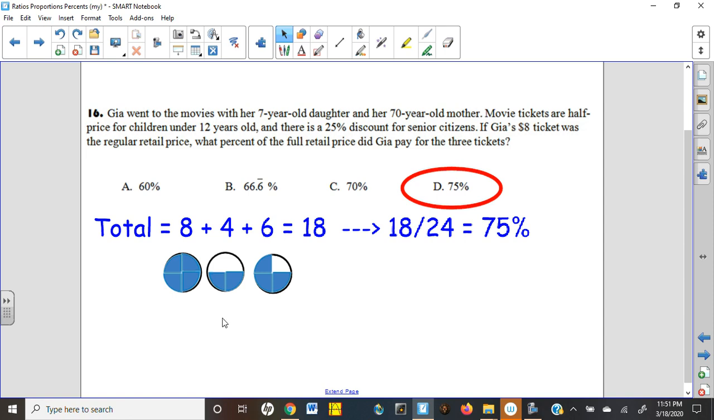There's another way of thinking about it. 8 cuts so nicely into fourths, right? 2 plus 2 plus 2 plus 2. So Gia paid all 4 of those parts. Her daughter only paid 2, and her mother paid 3. But check this out. What if I moved one of her parts over to her daughter? Now each one of them would be kind of like paying 3 out of 4 parts. Oh wait, 3/4, 75%. So that's kind of another visual way of seeing it.